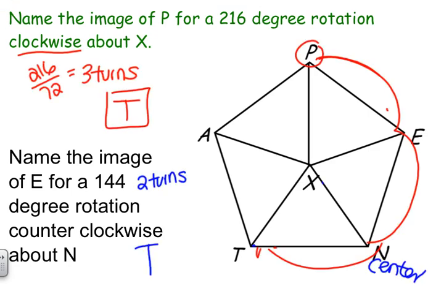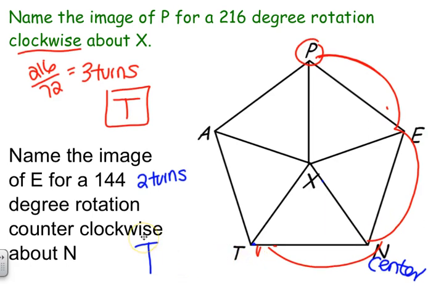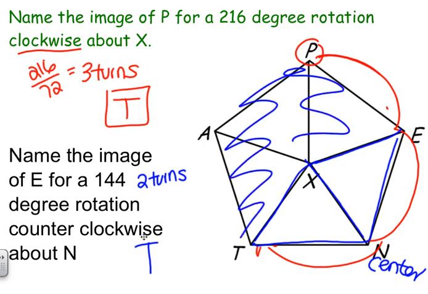You should have gotten T for both of them. So you had to figure out how much 216 turns would be, and it'd be 3 turns going clockwise. So boom, boom, boom. And then let's talk about this one down here. So now we're going to have N for your center. So basically every piece that's touching N, so I can ignore all of this.